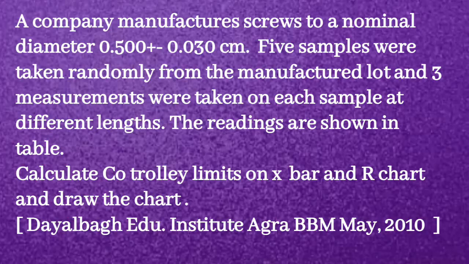Given question: a company manufactures screws to a nominal diameter of 0.500 plus minus 0.030 centimeter. 5 samples were taken randomly from the manufactured lot and 3 measurements were taken on each sample at different lengths. The readings are shown in the table. Calculate the control limits on X bar and R charts and draw the charts. This question was asked in Dayalbagh Education Institute, Agra, BBM, May 2010.